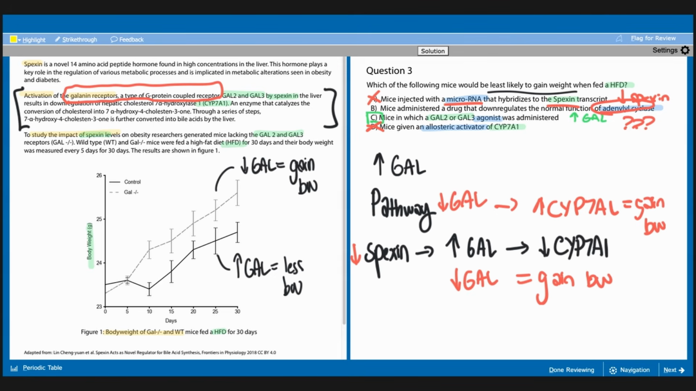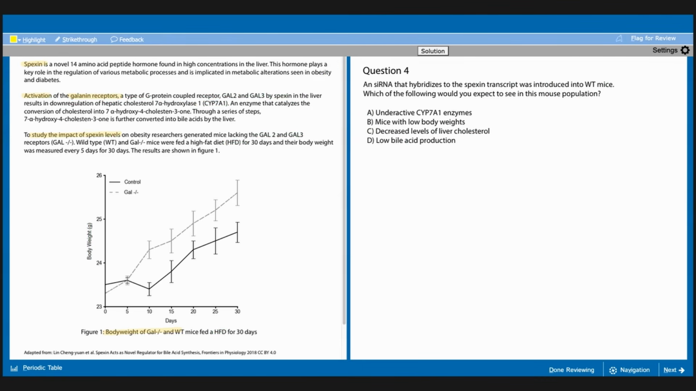That's basically the same thing as saying knocking out gal function, and we know that if we have less gal function, then we're going to see a gain of body weight, making B incorrect as well, since it would lead to a mouse that would be most likely to gain weight rather than one that is least likely to gain weight. Now let's look at our last question here.